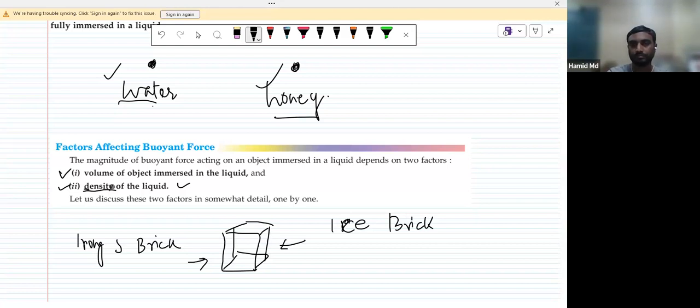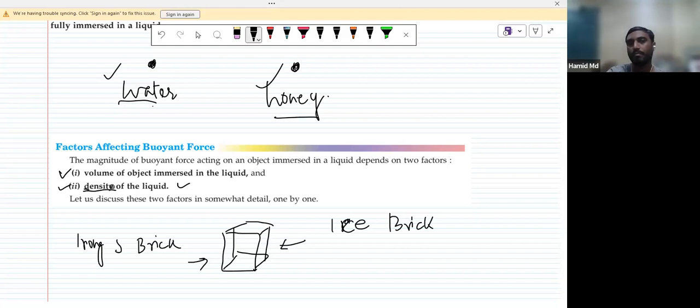Density is related to the substance's mass. When we say that some cities are densely populated, some cities are less densely populated, how will you connect that with this?